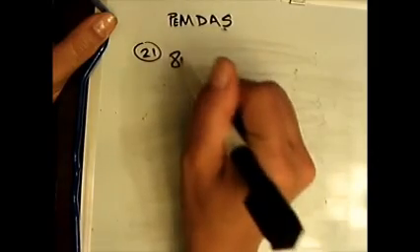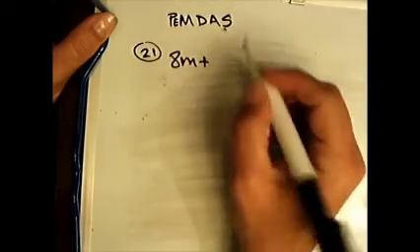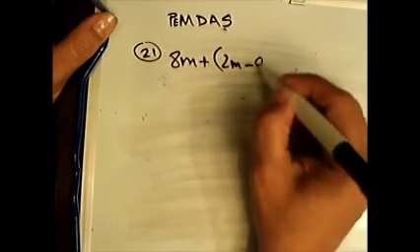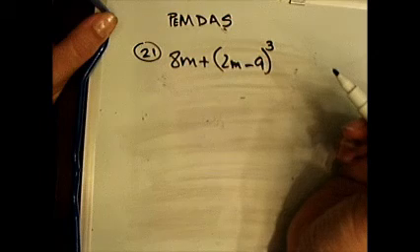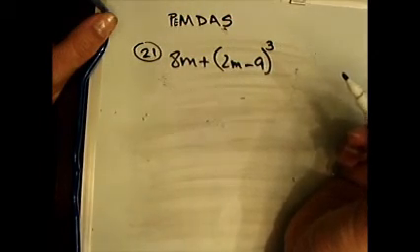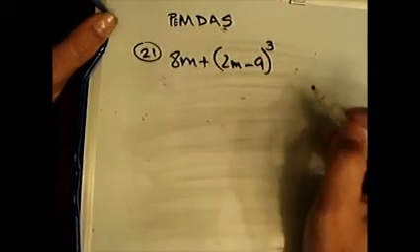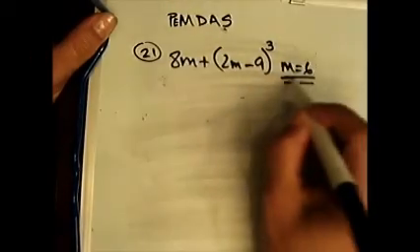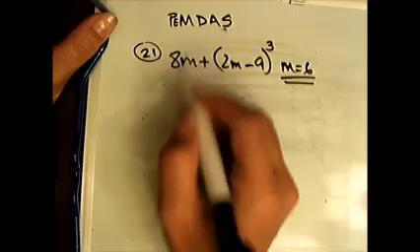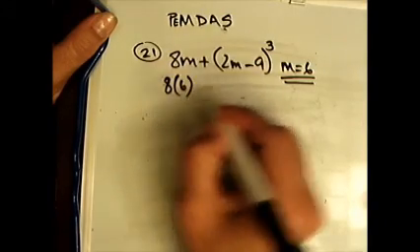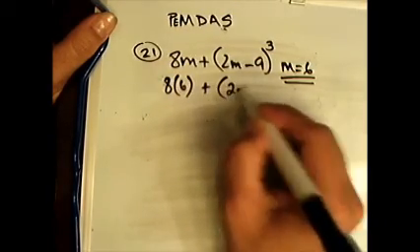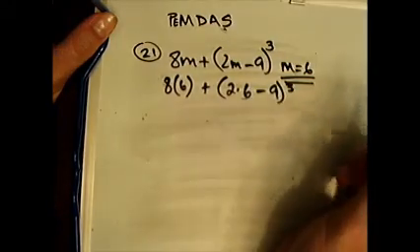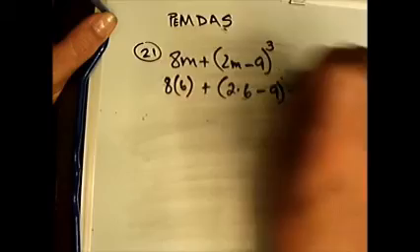8m plus, we have 2m minus 9, and that is cubed. And that's when m equals 6. M equals 6. That's your exclude. So everywhere you see an m, you put the number 6. So 8 times 6 plus 2 times 6 minus 9, and you have this cubed.